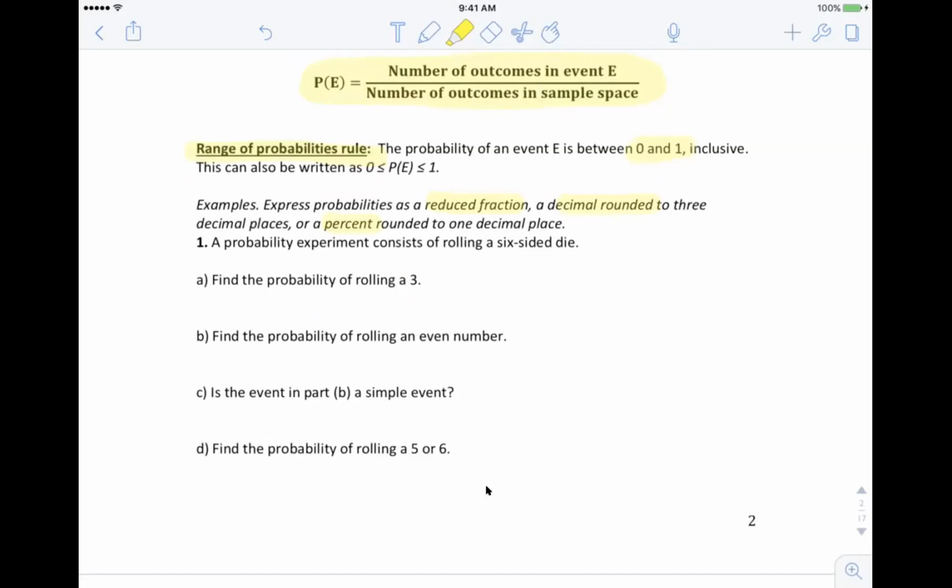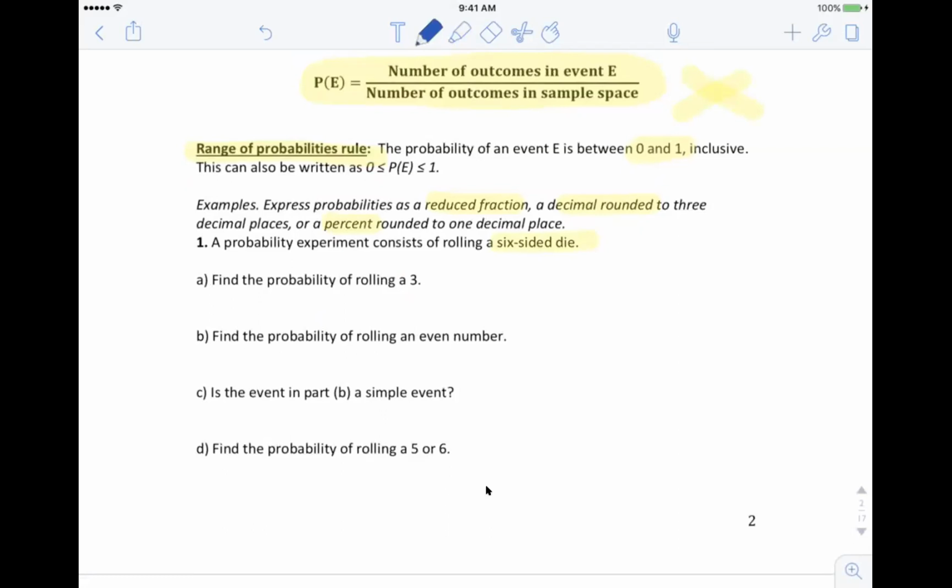Okay, so here, a probability experiment consists of rolling a 6-sided die. Are you tired of the 6-sided die experiment yet? We're going to do one more question with it. Find the probability of rolling a 3. Okay, so think about that formula above here, right?